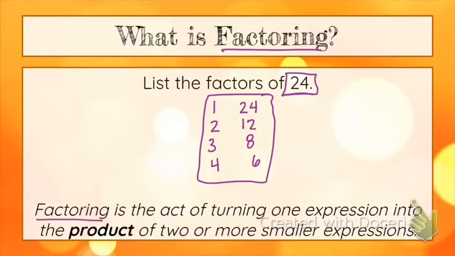So factoring is the act of turning one expression, so in this case our expression was just the number 24, into the product of 2 or more smaller expressions. So it could have been 1 times 24, 2 times 12, 3 times 8, or 4 times 6. But we're going to build on this and apply it to quadratic equations.